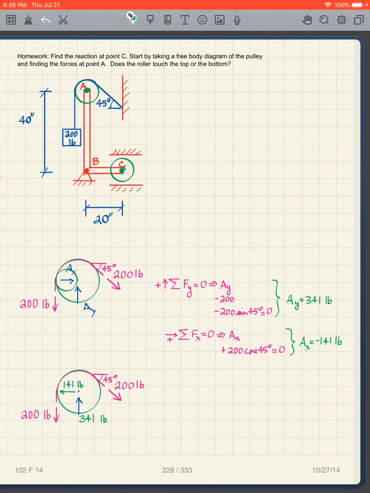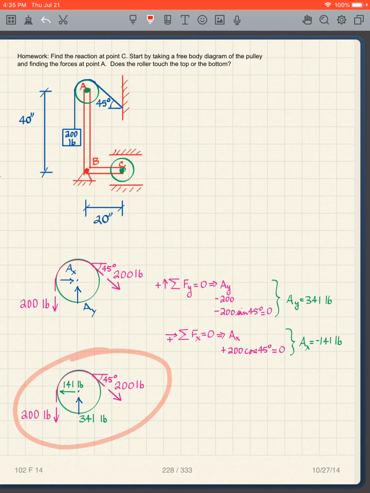So that means I have to flip the arrow direction. It looks like that. I'm sorry, if I said 341, I meant 141 for the X, 341 for the Y. Put that in there.